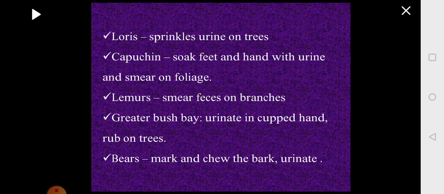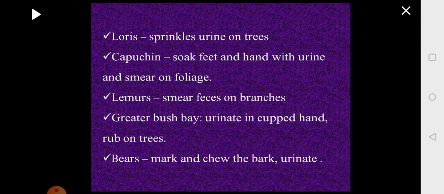The loris, when it urinates, will catch the urine and sprinkle it on the tree, and hence marks the territory. Capuchin will soak its feet and hands with urine. It will urinate, then wet its hands and feet in the urine and smear it on the leaves of the tree to mark the territory.